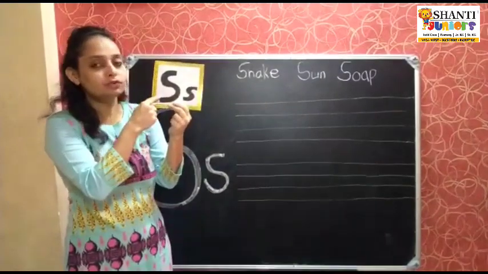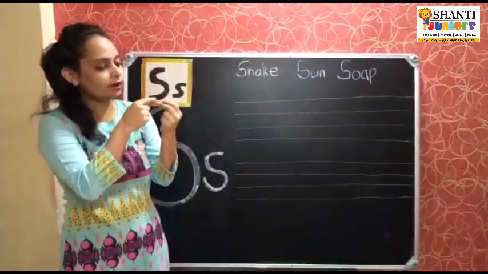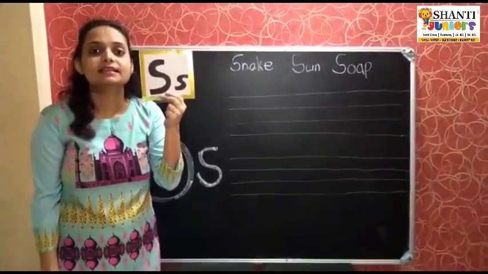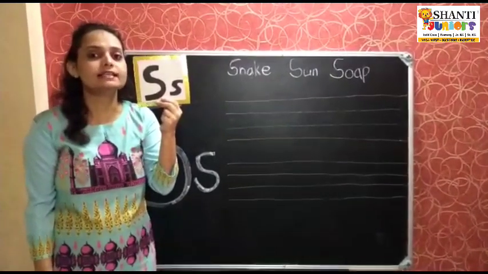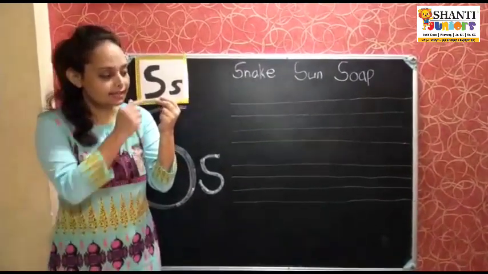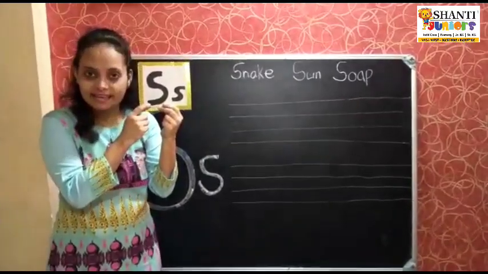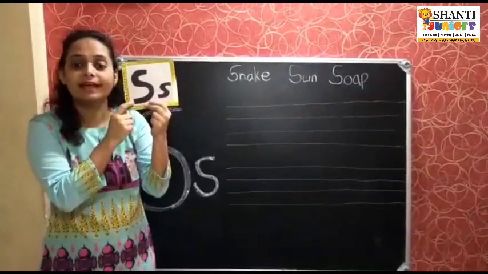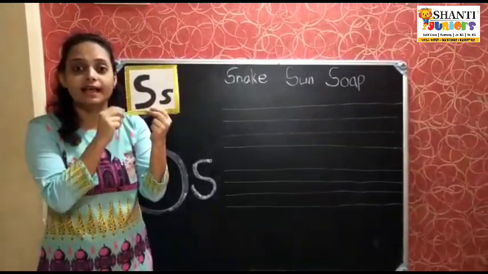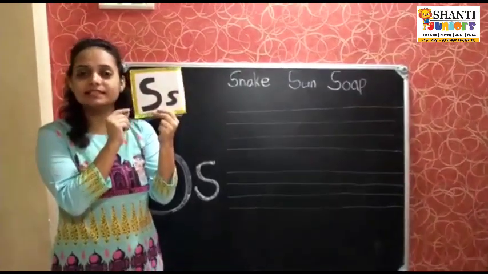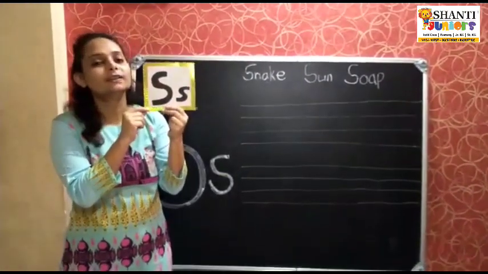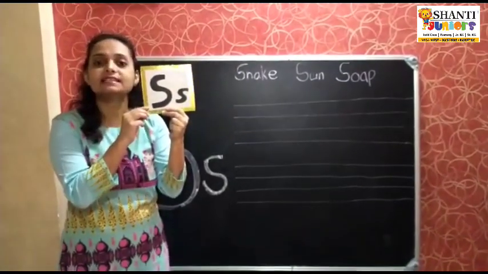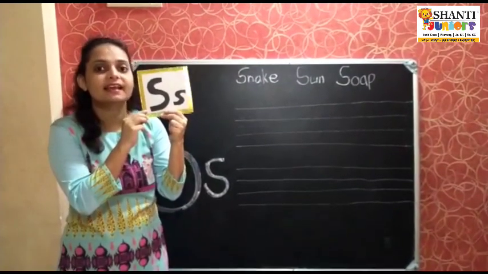S. Like this you have to write. In a curve pattern you have to write letter S. And the sound of letter S is, children, S, S, S. S for snake. S for sun. S for soap. S for sunflower. S for socks. Can you see the socks, sunflower? Yes. All these letters start with letter S. And the sound of letter S is S, S, S.